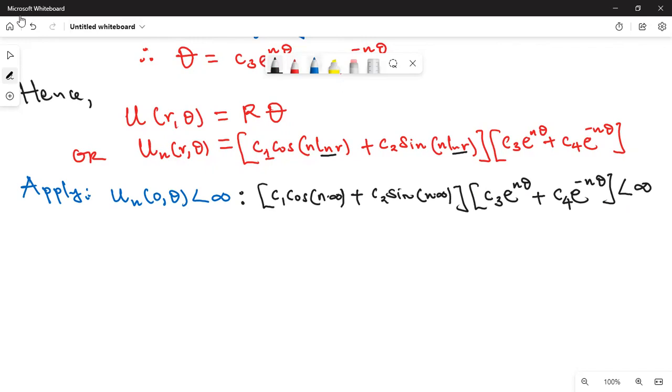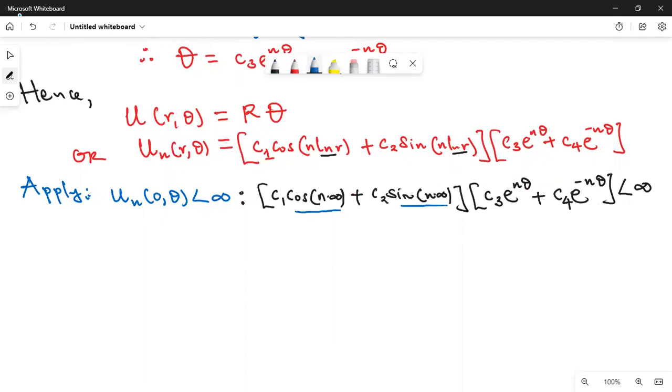Let me ask you, what is cosine of a very, very big number? And what is sine of a very, very big number? We can press in our calculator. For instance, let's say cos of 1 million. Cos of 1 million, it exists. What about sine of 1 million? It exists. So that value is finite.